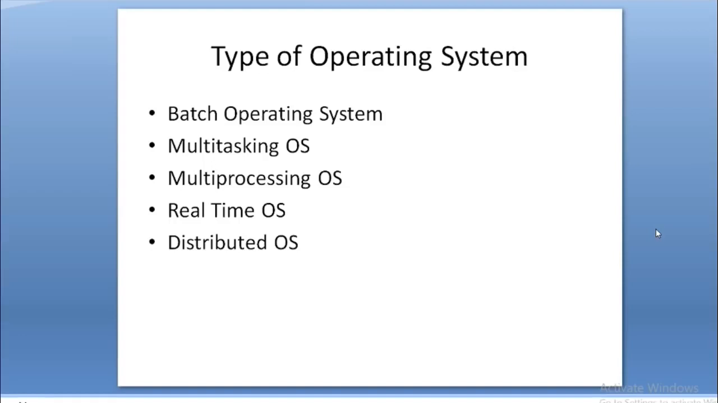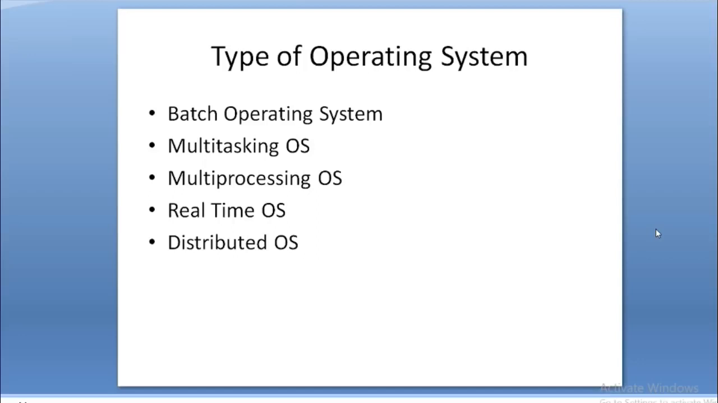So first of all we see the batch operating system. Actually in the batch operating system we just put a number of jobs or tasks to the system, and that system will execute the jobs one by one serially. That is called the batch operating system. This was utilized by MS-DOS.